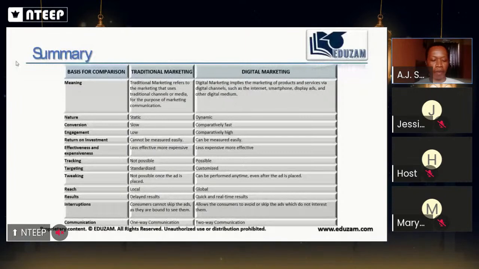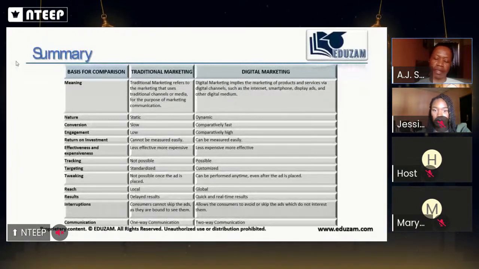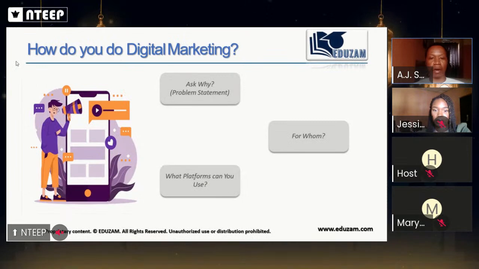Then we have interruptions. Consumers cannot skip ads. If someone is watching TV or flipping a newspaper and your ad is there, they cannot skip it, and it can be very annoying, by the way. But with digital marketing, a consumer can actually click skip. They can even use browsers to prevent ads from coming in. So we have 1 minute, so I will just take 2 minutes from this to explain this.